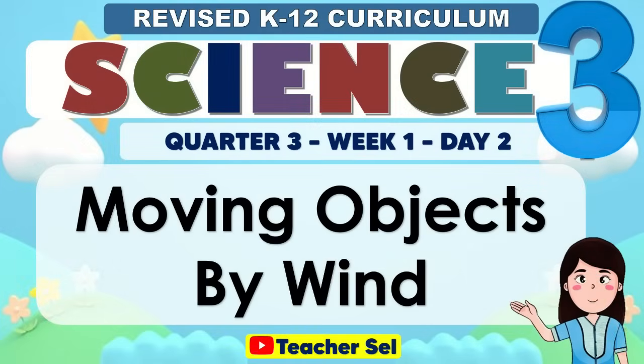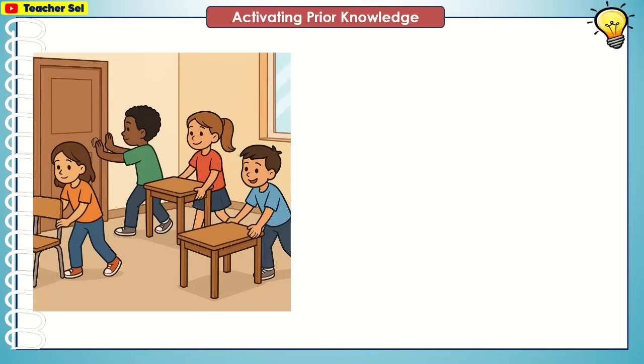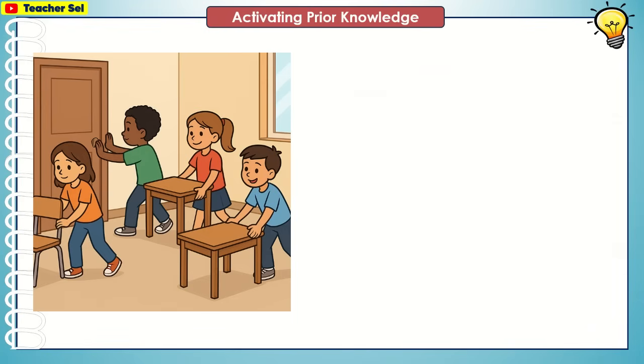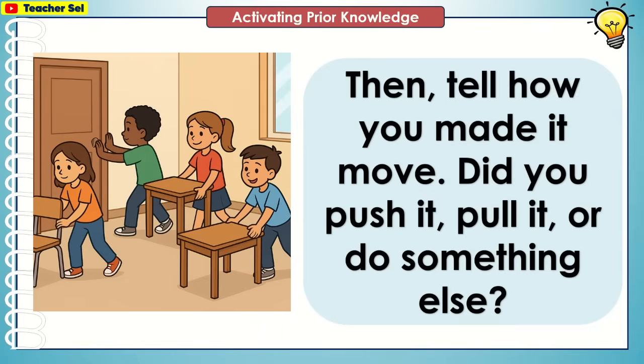For day 2, moving objects by wind. Move one object inside the classroom. It can be a chair, door, or table. Then, tell how you made it move. Did you push it, pull it, or do something else?